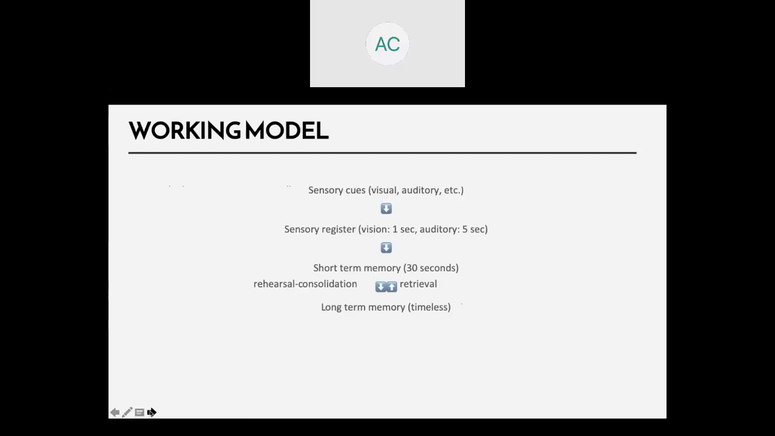So when you're trying to memorize something, you'll rehearse it. If you've ever had to memorize a speech, that's the best example of rehearsal and consolidation. With more practice, the more likely something is to be stored in your long-term memory. And then when you pull something out of your long-term memory into your short-term memory and into your working memory, that's called retrieval.